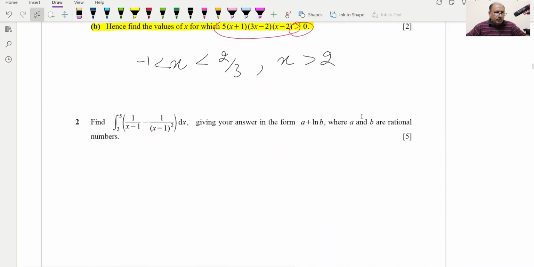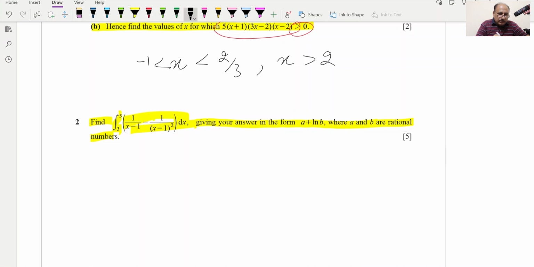Now we can move to question number 2. Question number 2 is 5 marks. It is saying find the integral of this one, giving your answer in the form a plus log b, where a and b are rational numbers. So integral from 3 to 5, we have to integrate it.